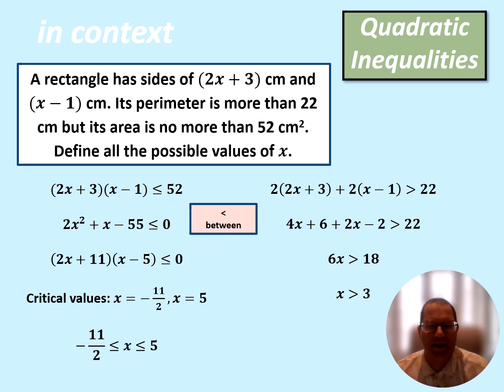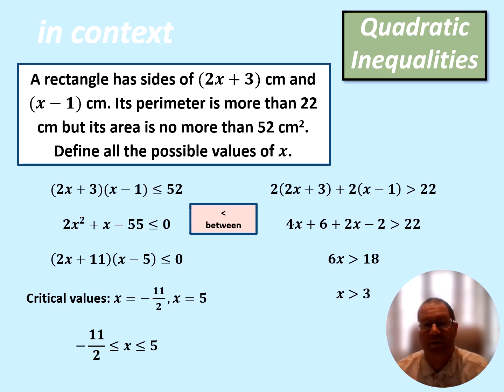And the area of the rectangle is given by 2x plus 3 times x minus 1. So expanding the brackets and taking away the 52, we can factorize it. The critical values are -11/2 and 5. And because it's a less than or equal to, it's an in between. x is in between -11/2 and 5, and it can be equal to those values.